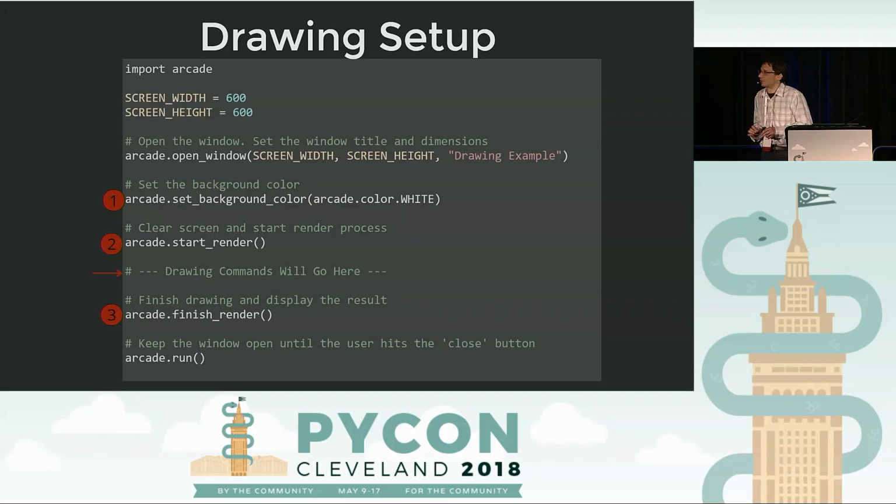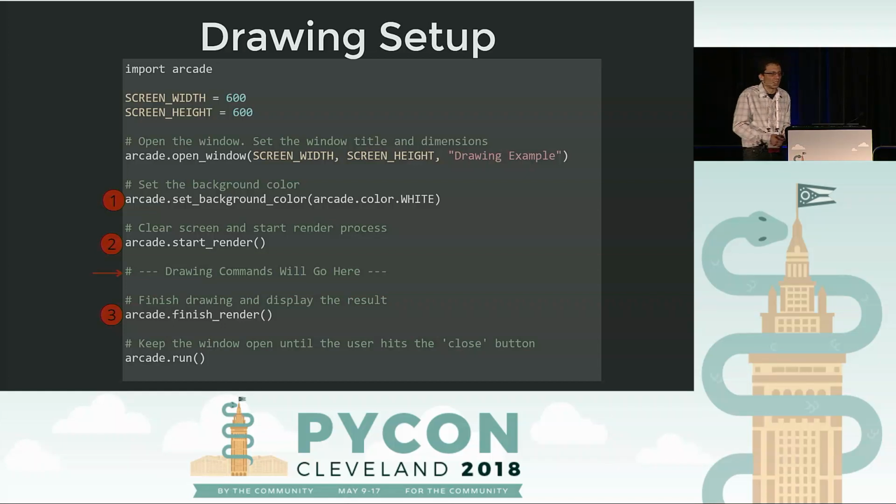Let's get set up for drawing. To get set up for drawing, we need 3 more lines of code. First, we need to set the background color. So when the screen gets cleared, what color are we going to clear it to? You can use named colors. You can also use a tuple and give it the amount of red, green, and blue if you want an exact color.